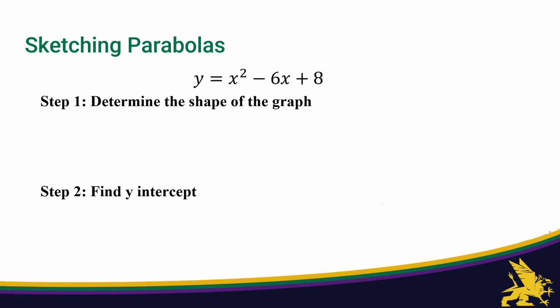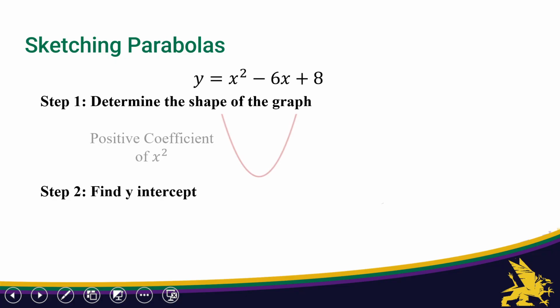So let's have a look at this first question. y equals x squared minus 6x plus 8. The first thing we're going to do is determine the shape of the graph. So in this case here, our coefficient is positive. So I know straight away it's going to be a minimum.